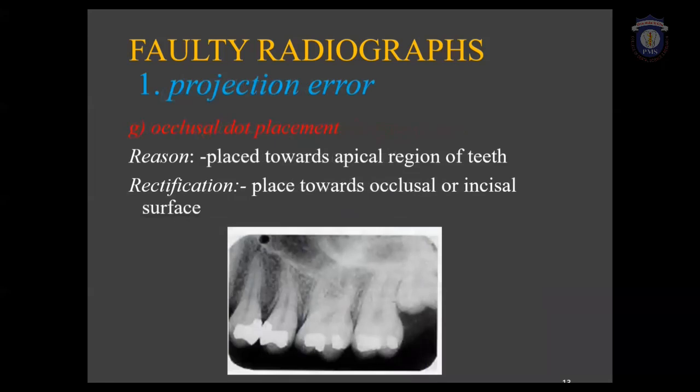Occlusal dot placement. The reverse placement of the occlusal dot, as you can see in the image, the occlusal dot is seen towards the apices, whereas the ideal placement is towards the occlusal or the incisal edge.